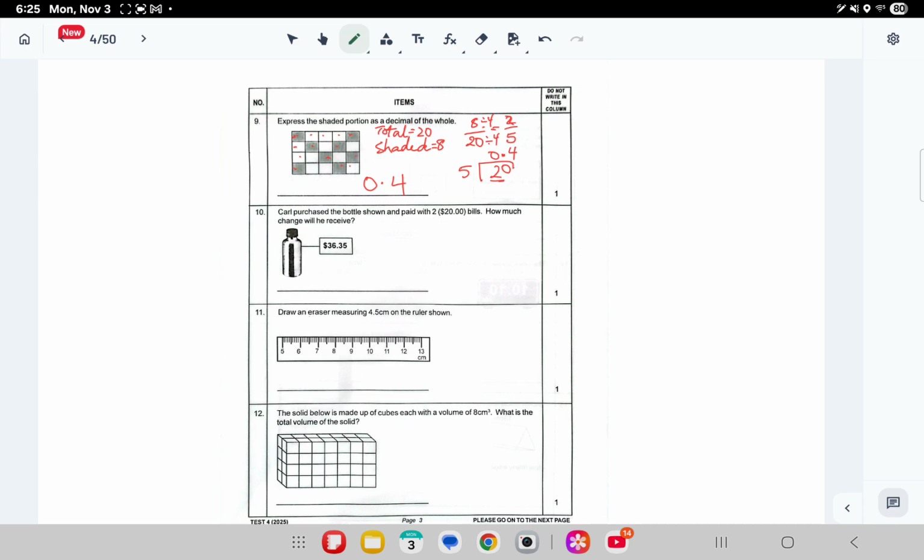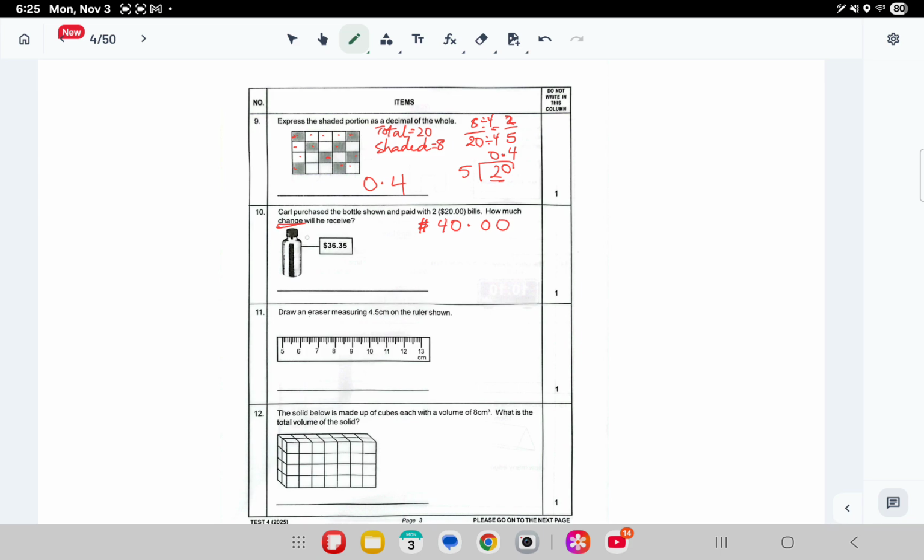Carl purchased the bottle shown and paid with two $20 bills. How much change will he receive? So first we need to calculate the total amount of money he paid with. So two $20 bills will be 20 by 2, which is $40. So he paid with $40.